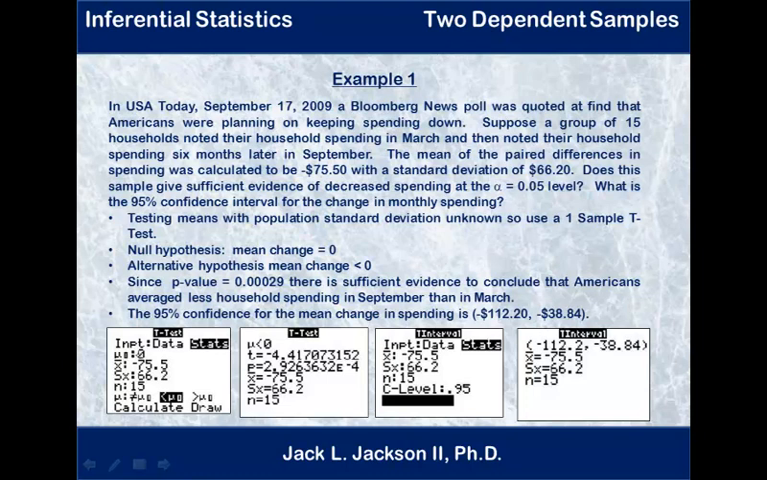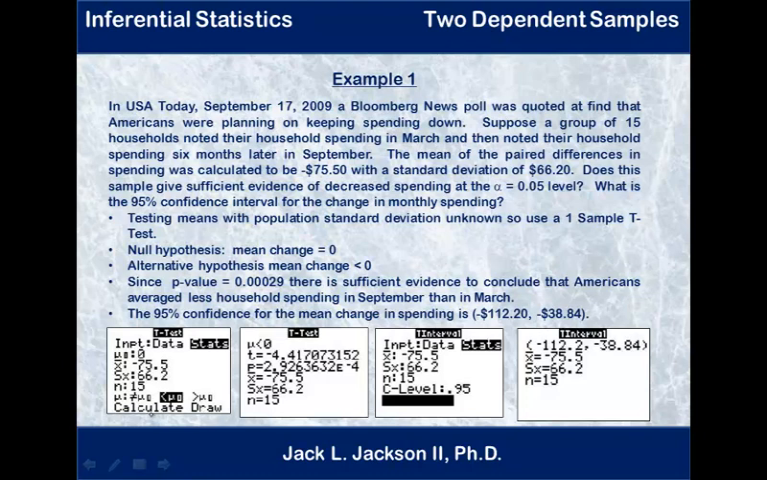The null hypothesis is that the mean is 0, no change. The sample mean is negative 75.5, so it dropped that much. The standard deviation that we got from our sample was 66.2, sample size of 15, and we're going to test that the true mean is less than the 0 that was reported. So then click on Calculate or Draw.